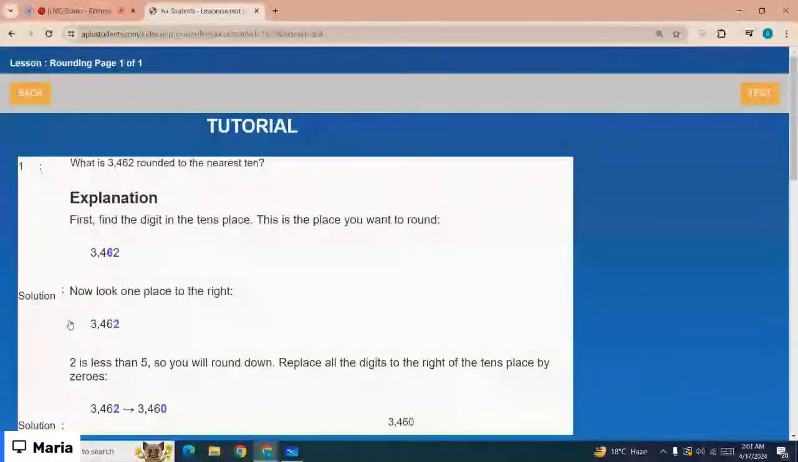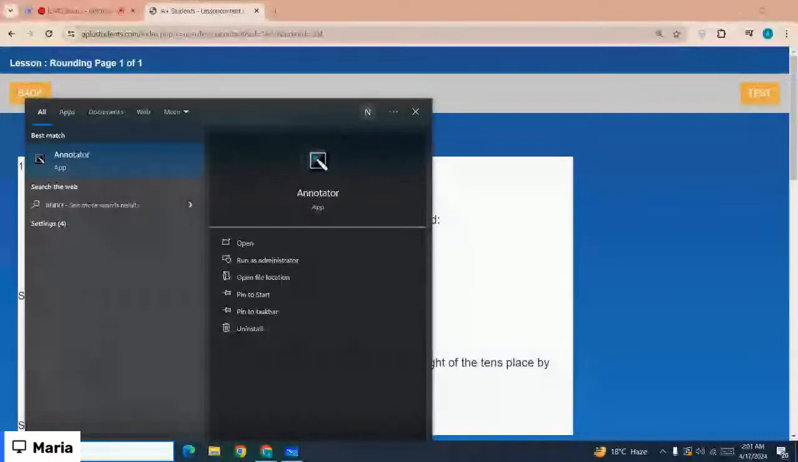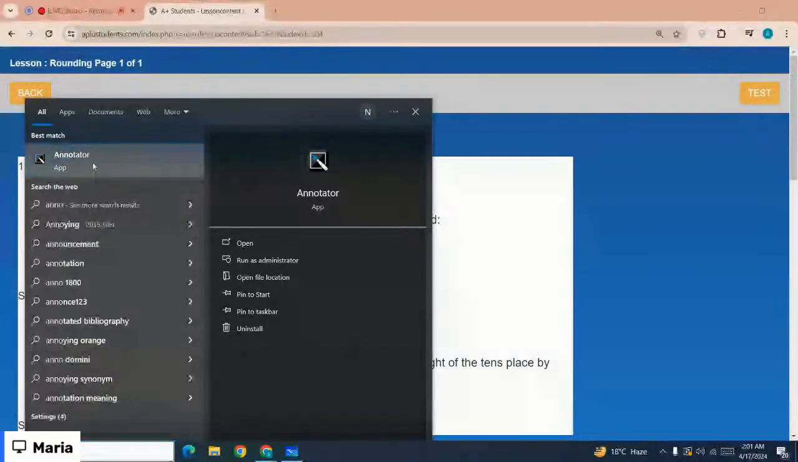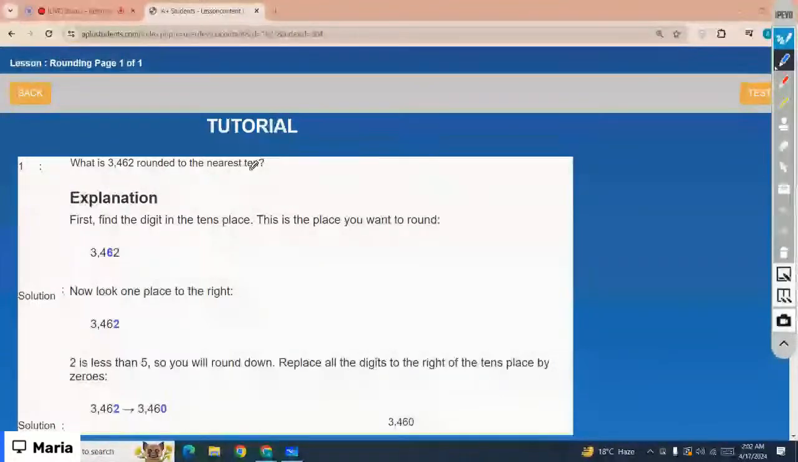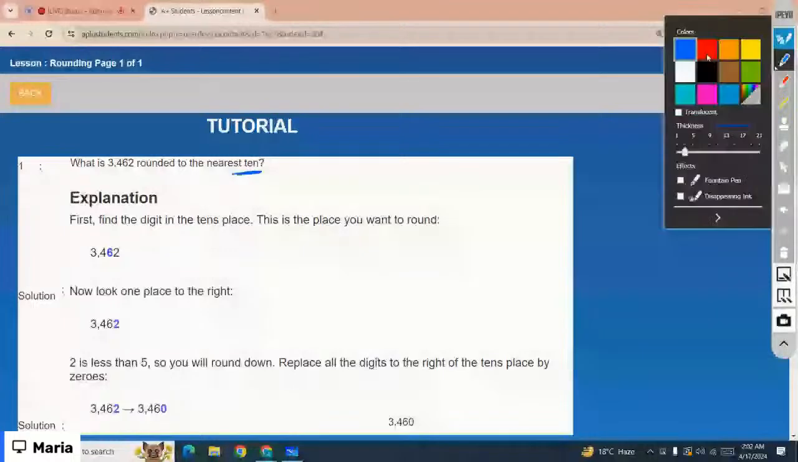Okay, let's start with an example. What is 3462 rounded to the nearest 10? So, important thing you need to learn here is how do we round, and before rounding, one important thing you need to learn here is rounded to the nearest 10, right? Like for which digit you have to round. So you have to round the tens digit, right?